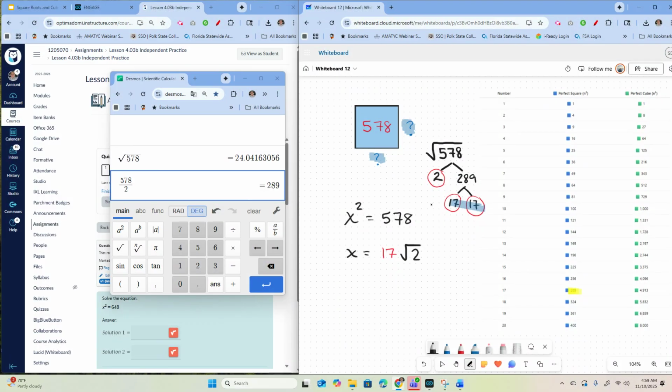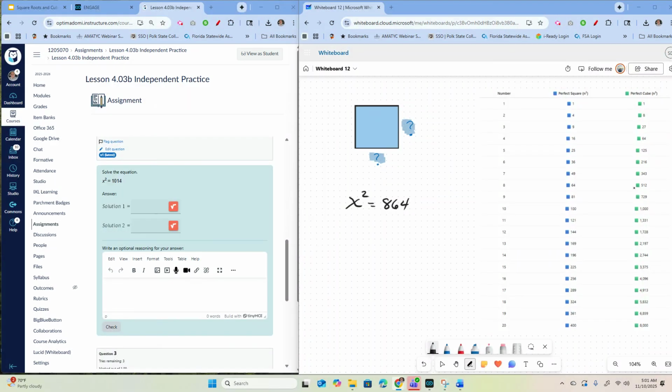Look, we did the square root without using a decimal. Now keep in mind when you're working with square roots, you always have to give the positive answer and the negative answer. So the other answer here is going to be negative 17 square root of 2. And this is how we do problem number 1.